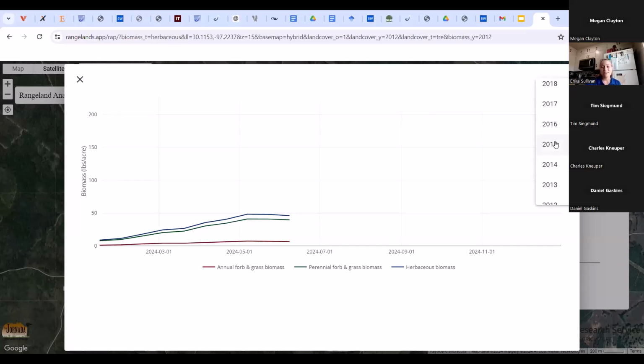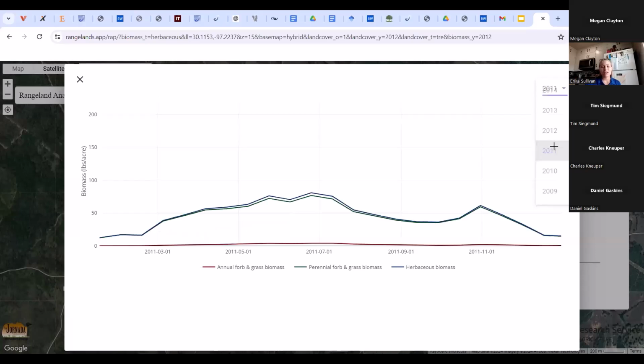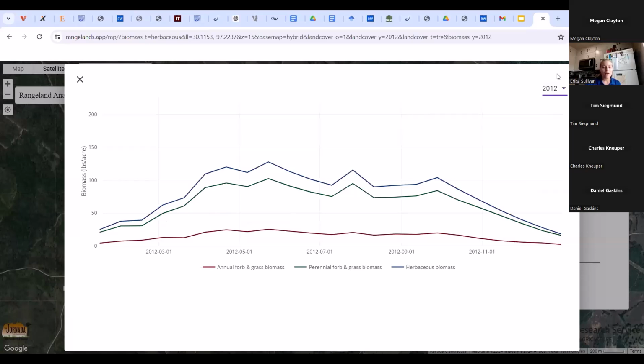But we can go back in time, go take a look at 2011, 2012. We can see that there's quite a bit of a jump from 2011 to 2012 on these 16-day estimates. It's just really interesting to see.